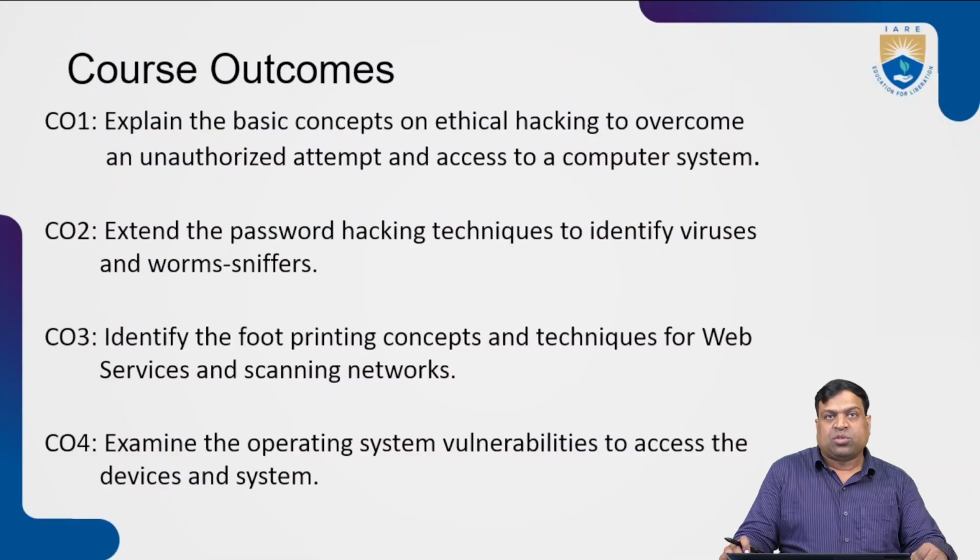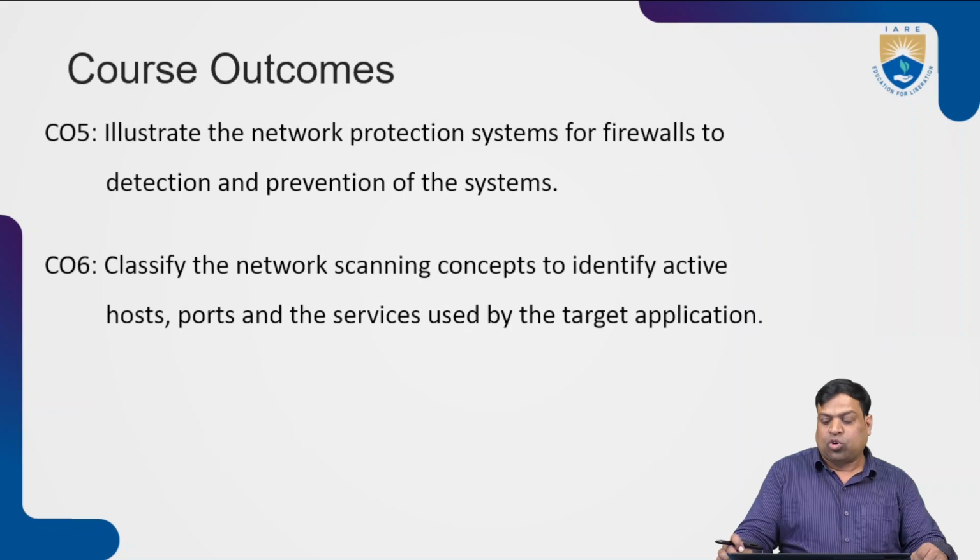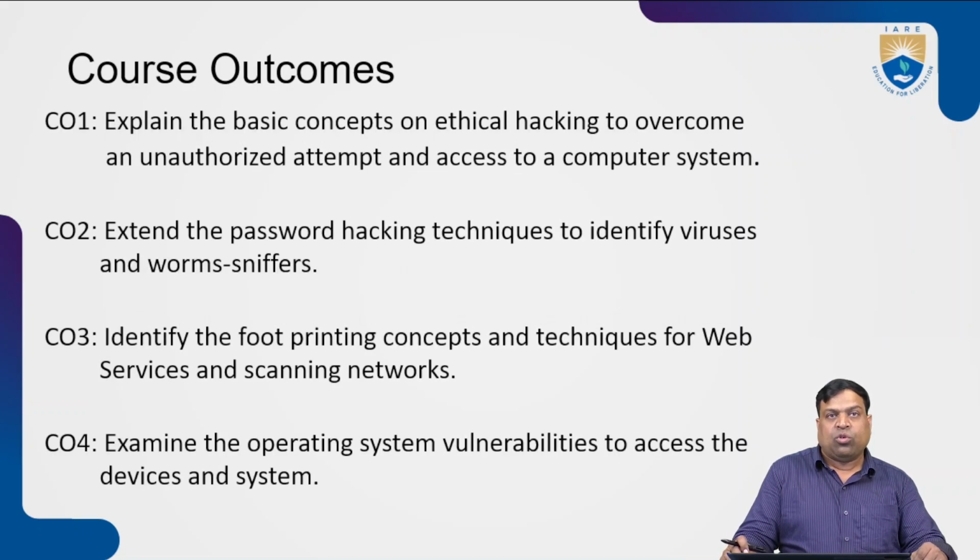Before going to this subject, what are the course outcomes? There are 6 course outcomes. Course outcome 1: Explain the basic concepts of ethical hacking to overcome an unauthorized attempt to access a computer system. Before going to this subject, what is ethical hacking and what are the basic concepts of it, and how can we overcome unauthorized attempts? Actually, ethical hacking is an authorized attempt, but here we are dealing with the unauthorized.